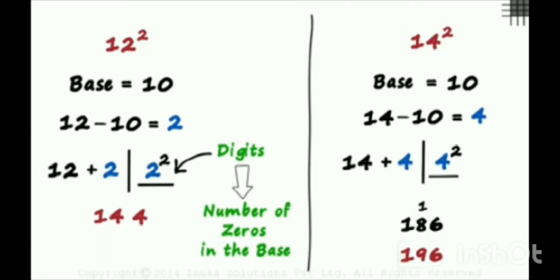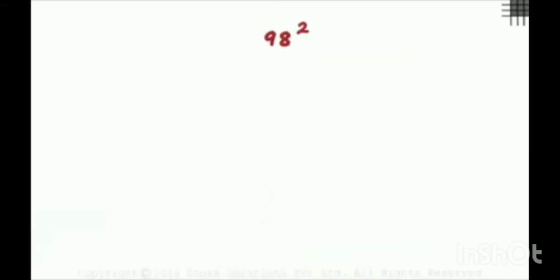The takeaway here was that we wrote the units digit 6 here and carried the 1 over as just one digit was allowed. Here's the last example which I want you to try. 98 squared.